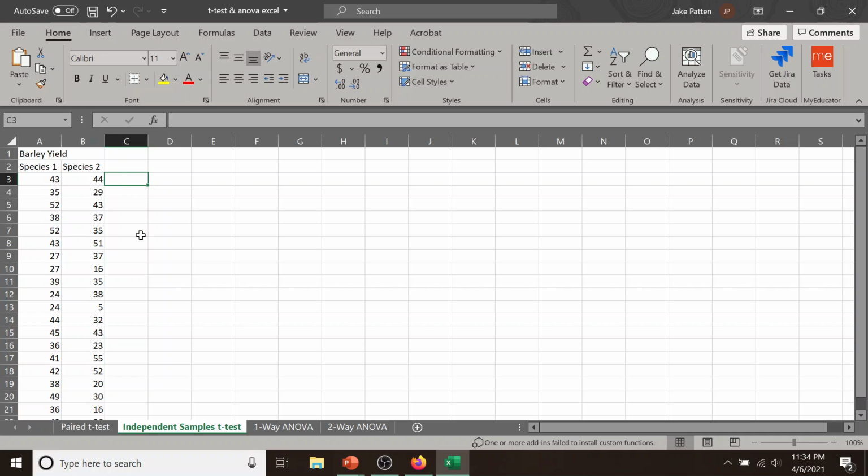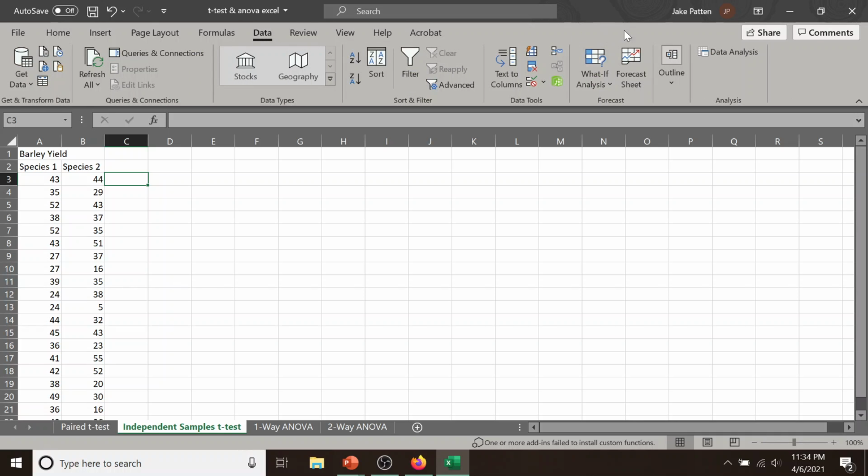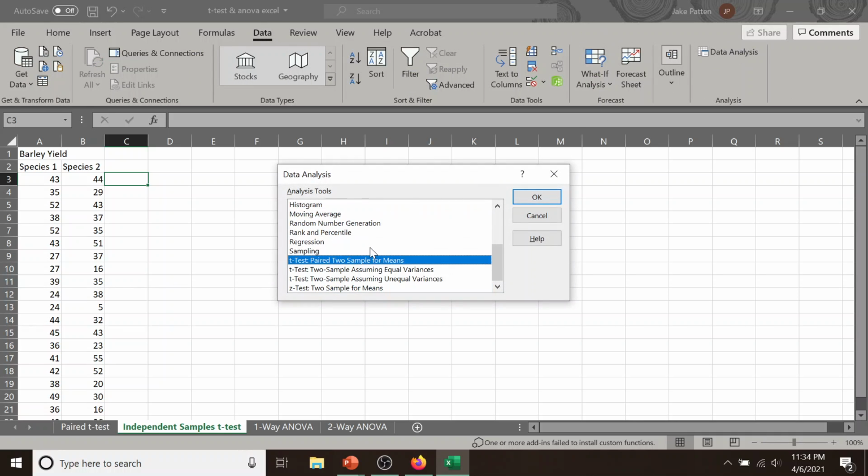That doesn't make sense. They're not linked in any way. So now we're going to do an independent samples t-test. So like before, go to the data tab, go to data analysis, and this time we're going to click on t-test two-sample assuming equal variances.